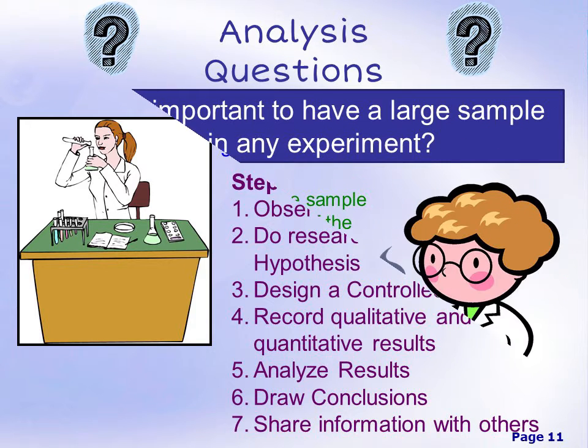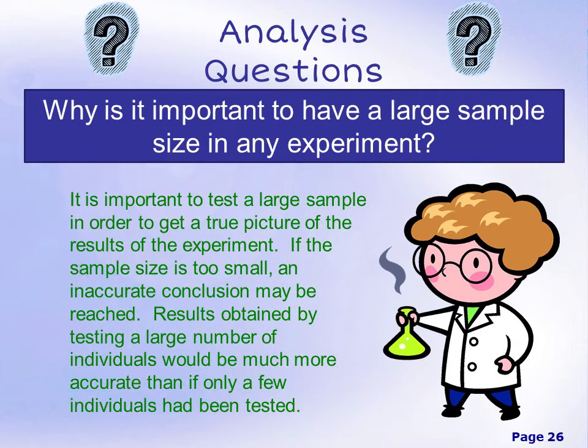And that's where we left off in our last segment in this series. We're going to move now, turn the page, and look at analyzing results. We lead with some questions. Why is it important to have a large sample size in any experiment? It is important to test a large sample in order to get a true picture of the results of the experiment. If the sample size is too small, an inaccurate conclusion may be reached.